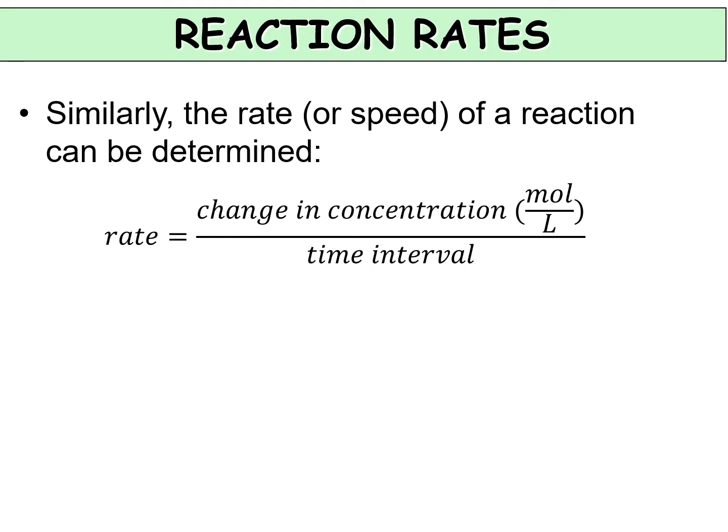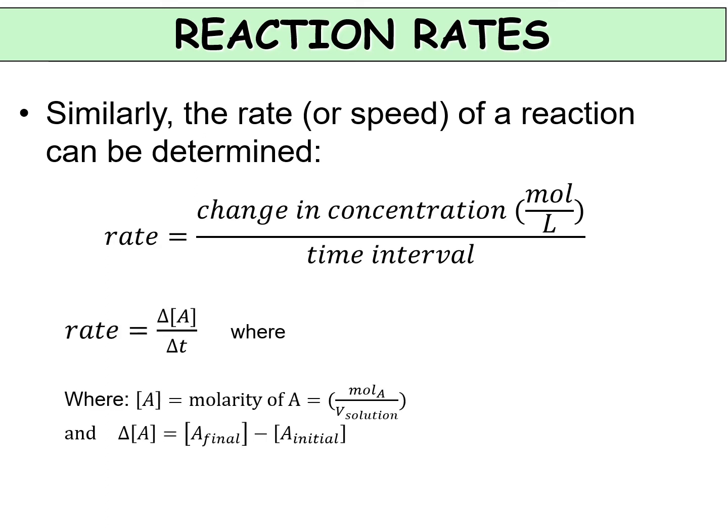We don't measure the distance traveled, we measure the amount of product that we have made, so the change in the concentration of the product. Or we can measure the amount of reactant that has disappeared, and that would be the change in the concentration of the reactant. But it's always measured as final minus initial. So the actual variable that we are measuring is molarity, moles over liter.